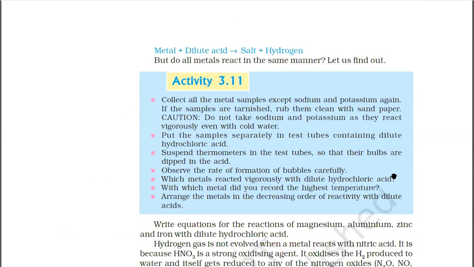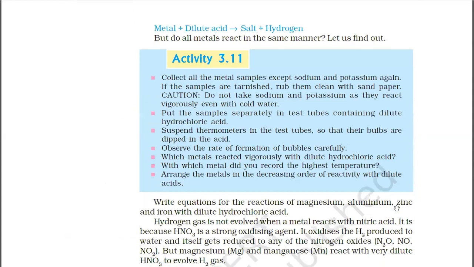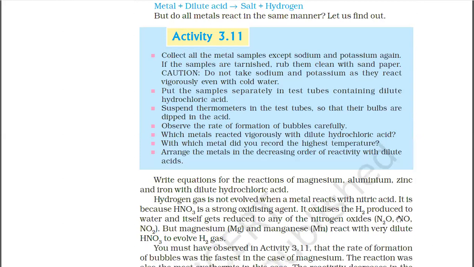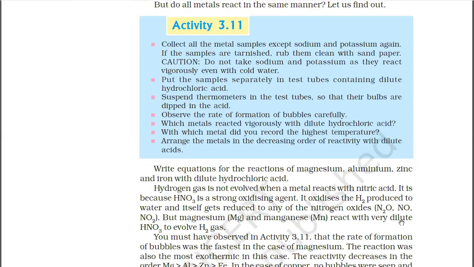Collect all the metal samples except sodium and potassium again. If the samples are tarnished, rub them clean with sandpaper. Caution: do not take sodium and potassium as they react vigorously even with cold water. Put the samples separately in test tubes containing dilute hydrochloric acid. Suspend thermometers in the test tubes so that their bulbs are dipped in the acid. Observe the rate of formation of bubbles carefully.